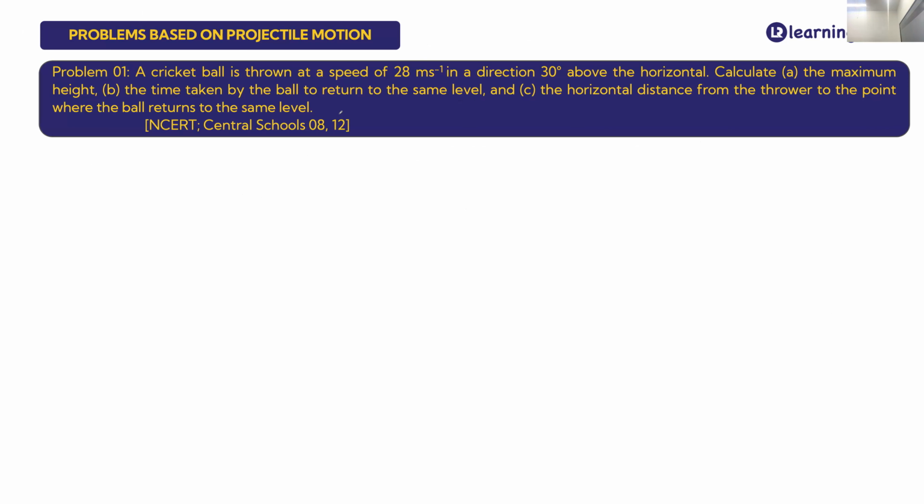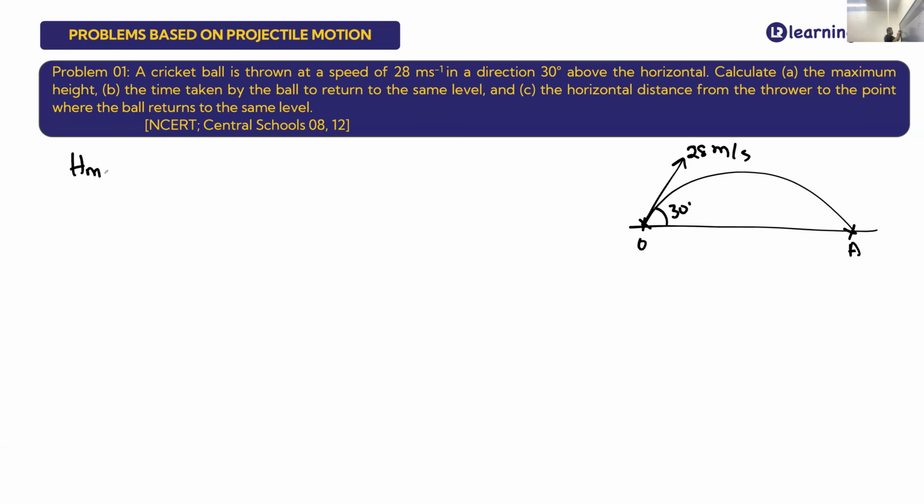So let me do it again. Listen. When an object is projected from here at an angle of 30 degrees with a speed of 28 meter per second, when it is traveling from the point O to A, what is the formula for maximum height? It is U square sin square theta divided by 2G. Here it is 2G; there it is not.